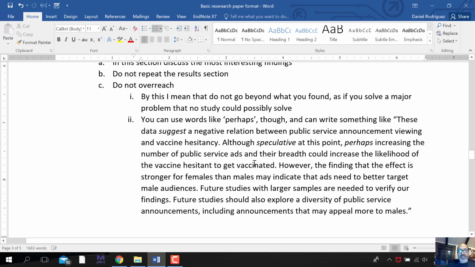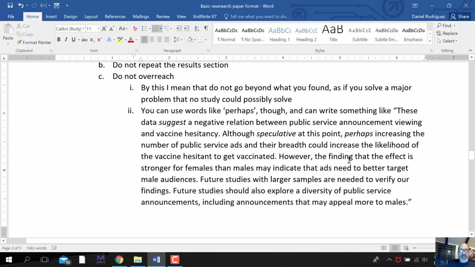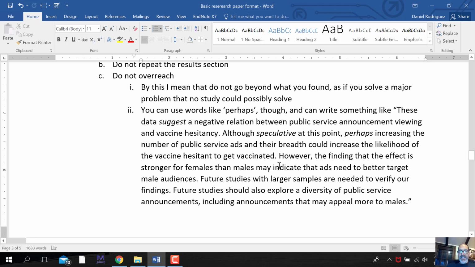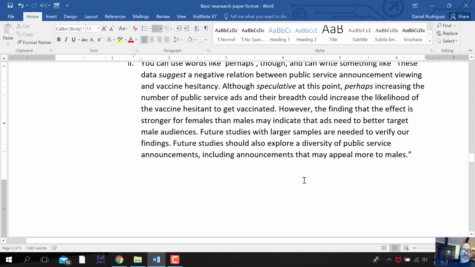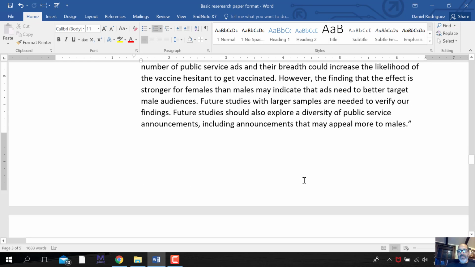Perhaps increasing the number of public service ads and their breadth could increase the likelihood of the vaccine hesitant to get vaccinated. However, the finding that the effect is stronger for females than males may indicate that ads need to better target male audiences. Future studies with larger samples are needed. This should always be in your discussion. Are needed to verify our findings. Future studies should also explore diversity of public service announcements, including announcements that may appeal more to males.